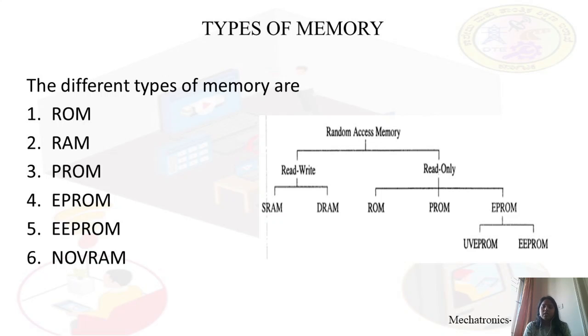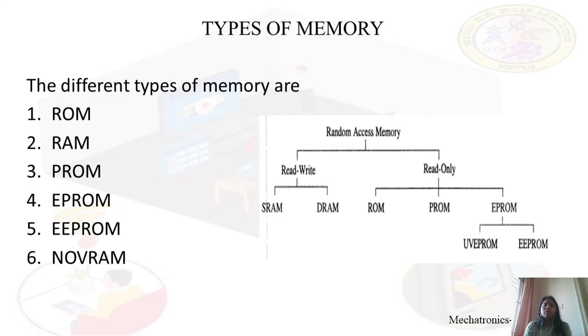Static RAM stores the data in static form. The data remains in the system memory as long as the computer system is on. SRAM is faster than DRAM, and in SRAMs we use only transistors. That is why SRAM is a little bit costlier than DRAM, but it is faster than DRAM.